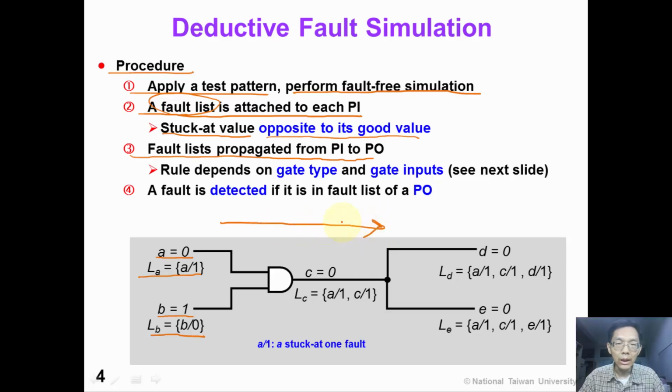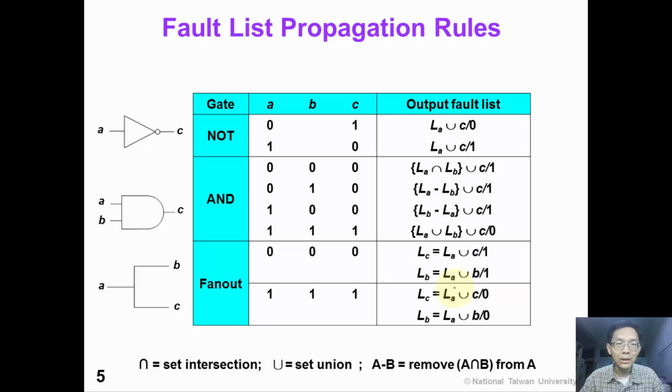The rule of fault list propagation is dependent on the gate type and the gate input. The detail will be shown in the next slide. And finally, when we reach the primary output, a fault is detected if it appears in the fault list of any primary output. So this slide shows the fault list propagation rules.